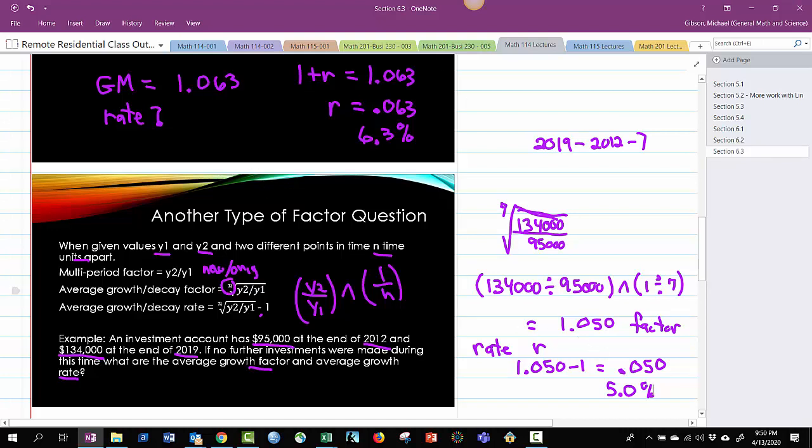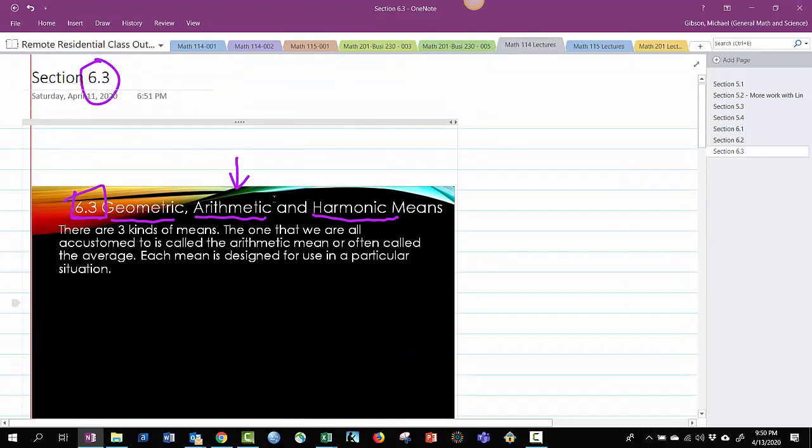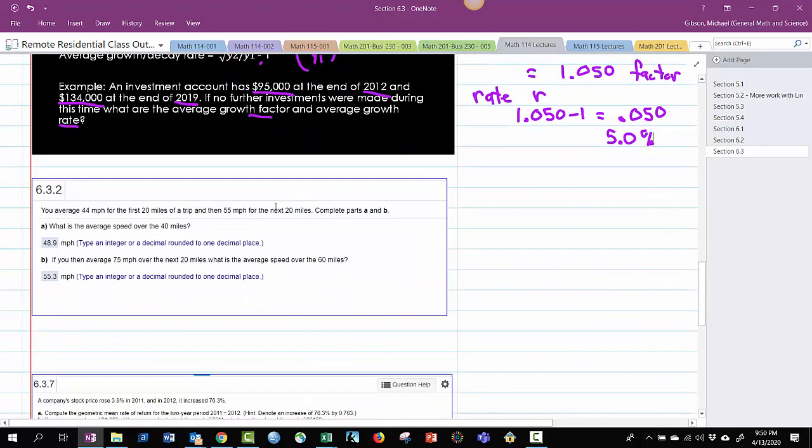So in some ways, honestly, the main difficulty of this section is keeping track of which of these different forms you're using. All right? So let's look at this one. You average 44 miles per hour for the first 20 miles of a trip, and then 55 miles per hour for the next 20. Okay, what's the average speed? Well, a speed is a rate. This is miles per hour. So we have to use the harmonic mean.